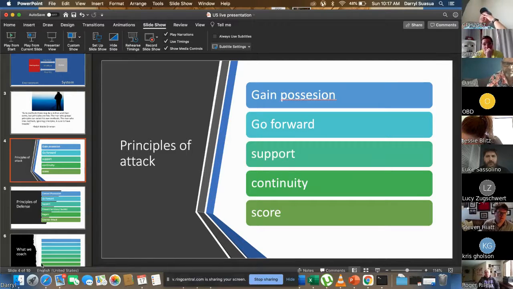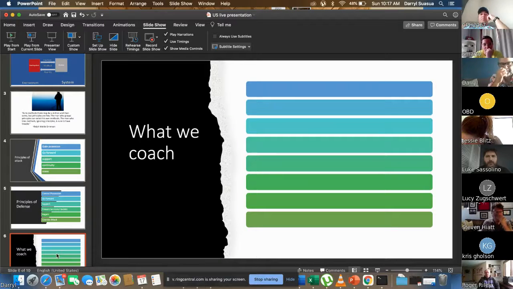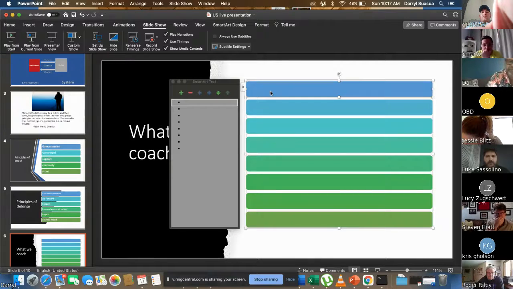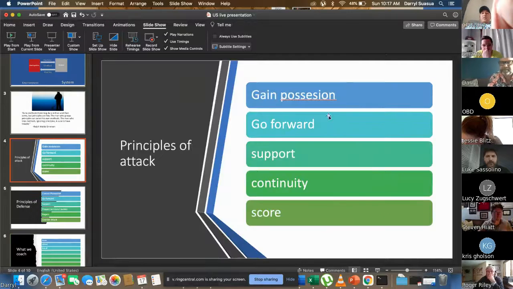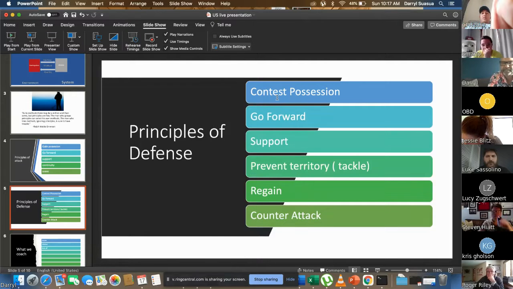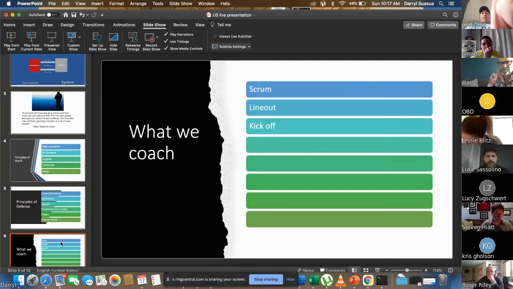Set piece. Cool. So if I go down here, this next slide, if we look at the principles, there's only 8 areas of the game in which we have to plan for and coach. Okay, now someone already mentioned set piece. So those set pieces would be scrum. Line out. And kick-off. Okay, so if I go back to these principles again, gaining possession and contesting possession, we just coach these 3 things.